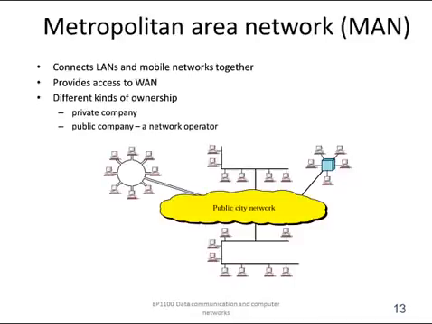Metropolitan area networks do not connect computers directly. They connect the local area networks and other access networks such as the mobile networks. They provide access to wide area networks, predominantly the internet. There are different kinds of ownership. It could be a private company, but most commonly a public company that serves as an operator towards the access network providers.